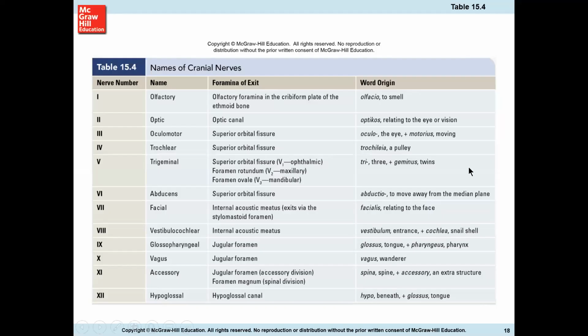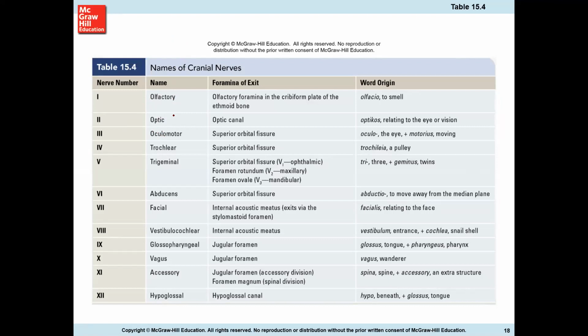Let's see. Cranial nerves, now there's 12 pairs. So again, this is going to be a bit of memorization. So this is a lab, so you're going to have to know, you have to identify them. And also, I'm going to be asking you questions about certain things like, are they motor?